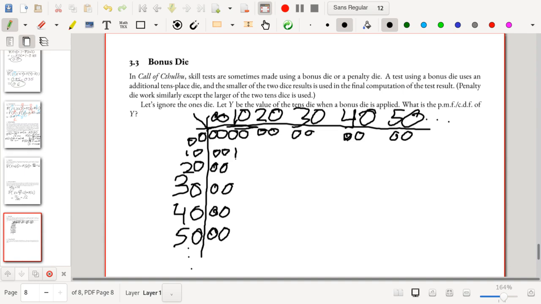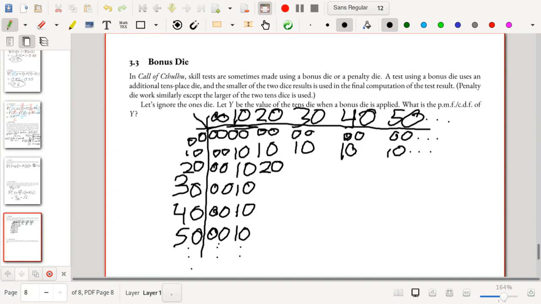All right, so let's move on to the tens row. The minimum of 10 and 10 is 10. The minimum of 20 and 10 is 10. The minimum of 30 and 10 is 10. And so on. You're going to do the same thing for the column. Now you can kind of see where this is going. 20 and 20, minimum is 20. 20 and 30, minimum is 20. And so on. So this is a very symmetrical looking table.